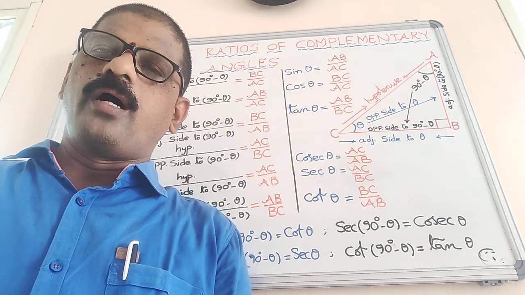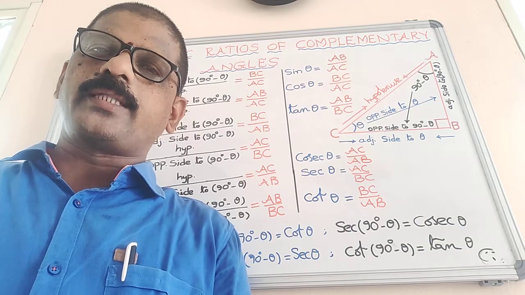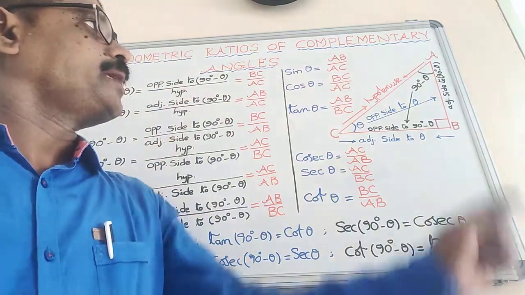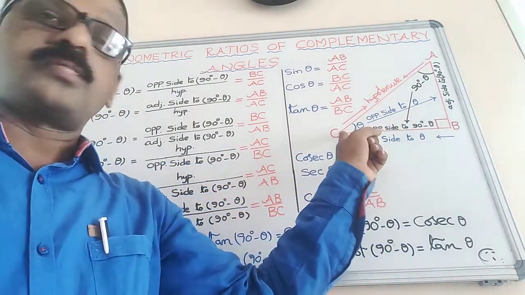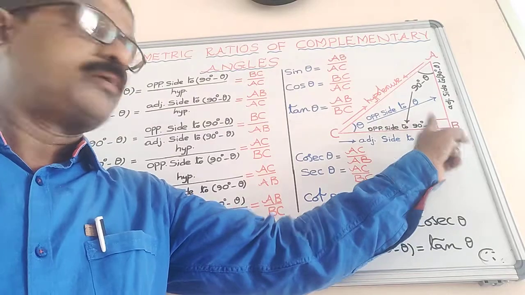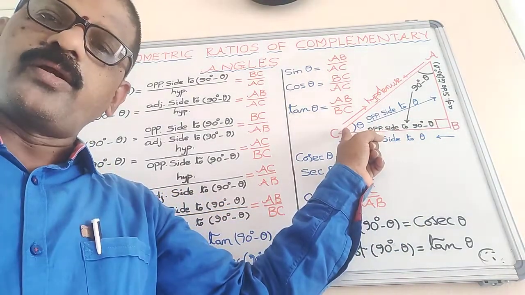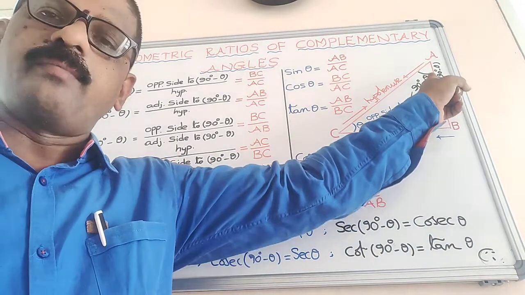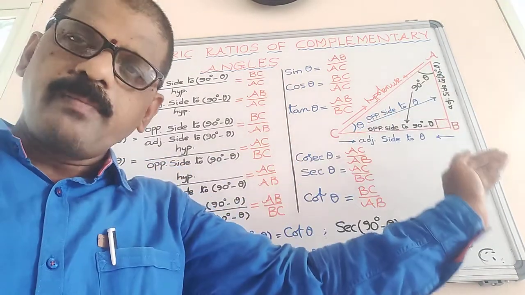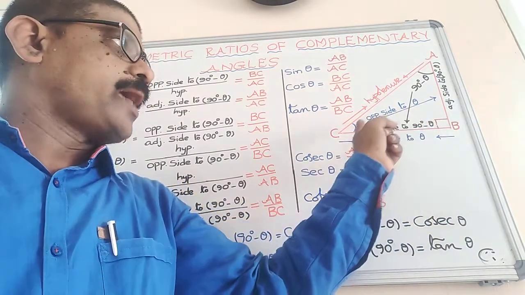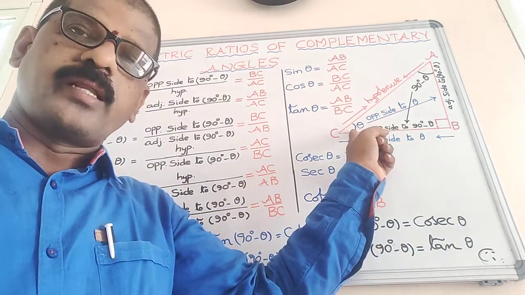Now, first of all, we take a right angle triangle. Clear? The right angle triangle is ABC, with the right angle at B. Clear? Angle C is denoted by theta. Angle A is denoted by 90 minus theta. Let angle B be 90 degrees and angle C be 60 degrees.